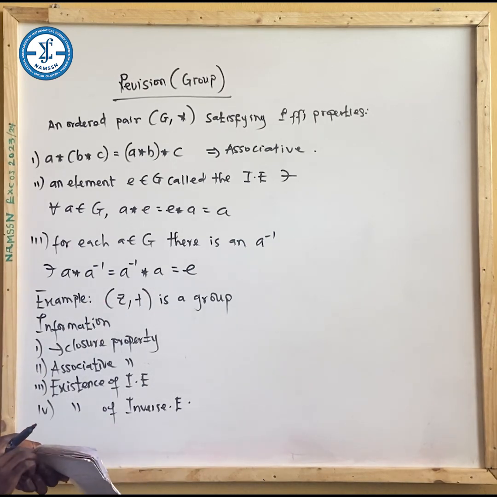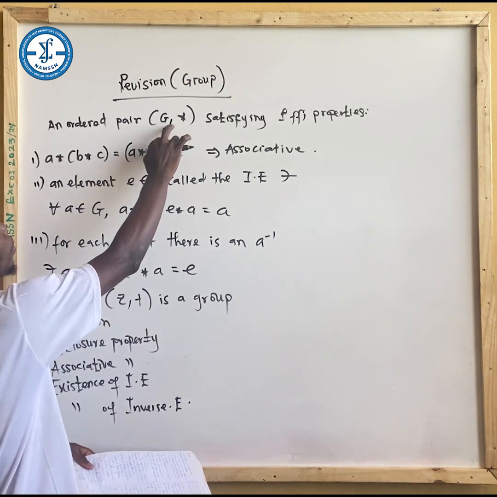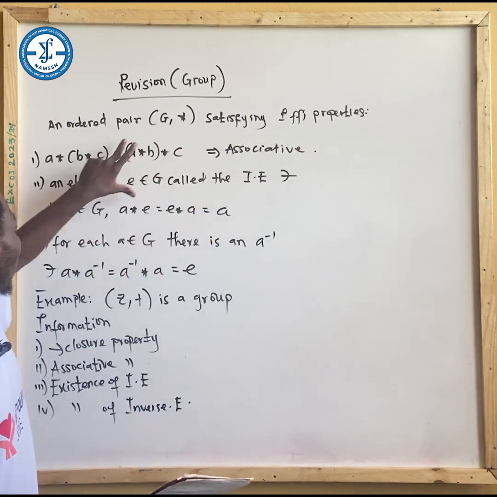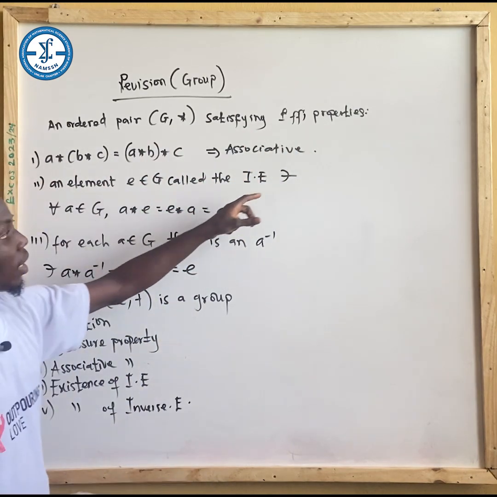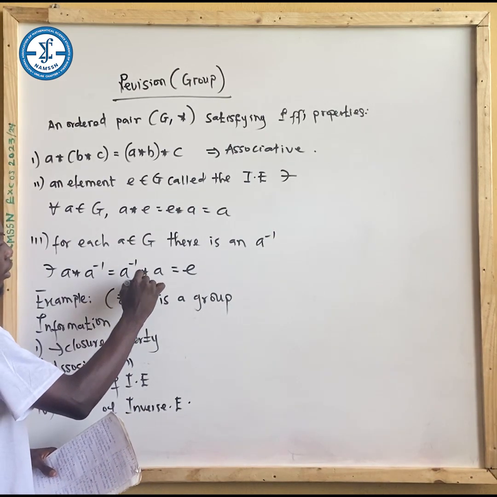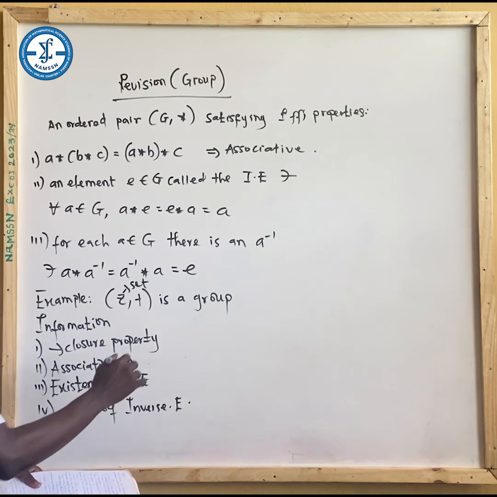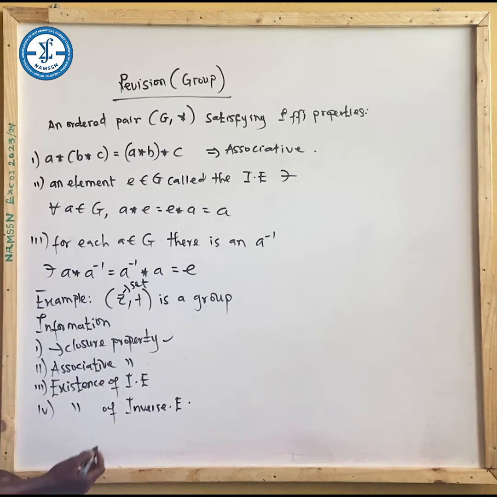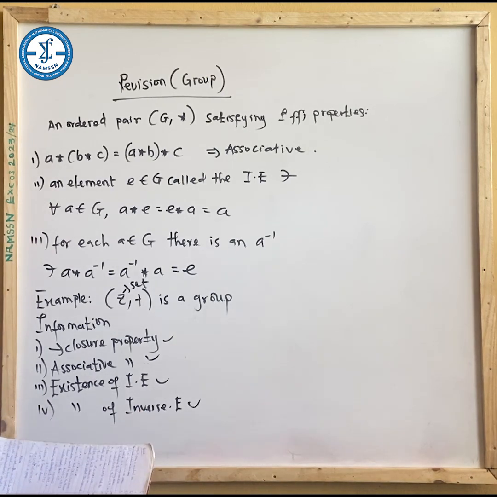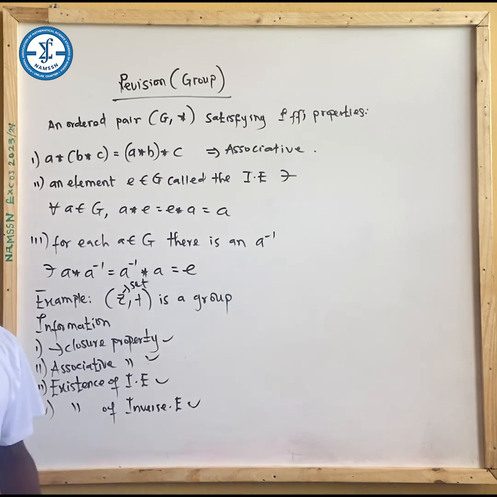So I'll take it again. An ordered pair (G, *), this is the operation, satisfying the following properties. So once these properties are satisfied, then that particular set is said to be a group. The first one is closure property, second one is associative property, existence of identity element, and existence of inverse element. Now this takes us to what we call rings. So I can clean the board.